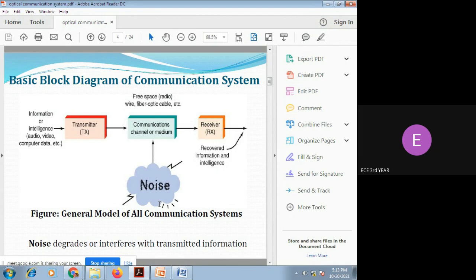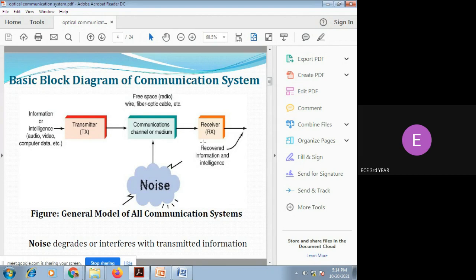The transmitter transmits the information to a channel, that is, to free space. This is called the channel. The channel can be a wired system, a wireless system, a fiber optical cable system, etc. Then the last box is the receiver block. The receiver is used to receive the signal from the channel. The received signal should be the information source. This is the basic block diagram of a communication system and the communication process.